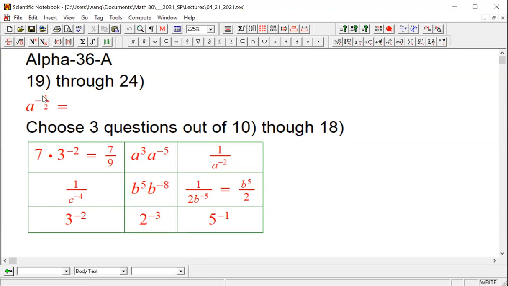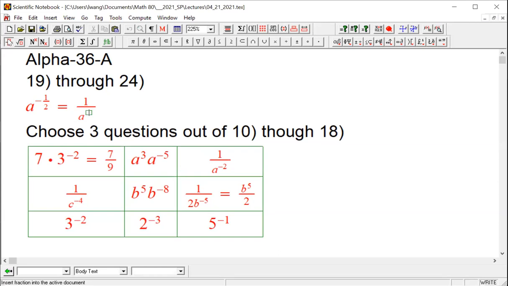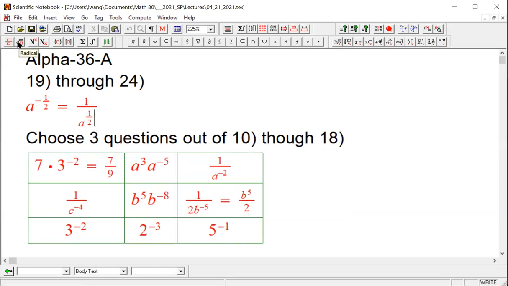The one that I thought might have some issues is a raised to the power of 1/2. Okay, this would be equal to 1 over a raised to the power of half. This is really just basically the square root of a. So that's the notation, basically the exponents.